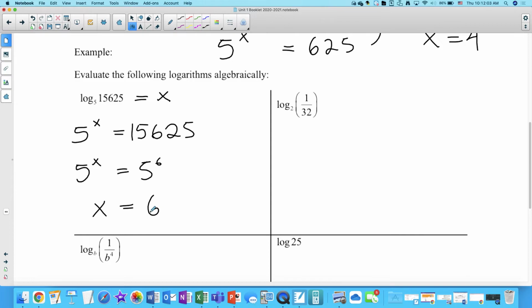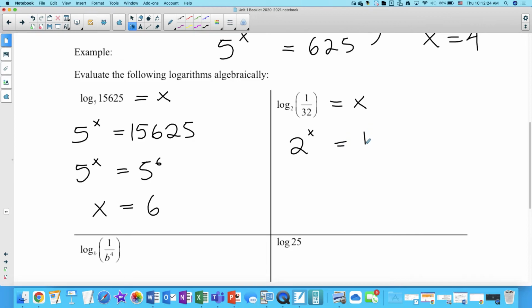Okay? Start this one the same way. Set this guy equal to a variable. Okay, and then I'm going to switch forms. So my base is 2. My exponent is x. My value is 1 over 32.